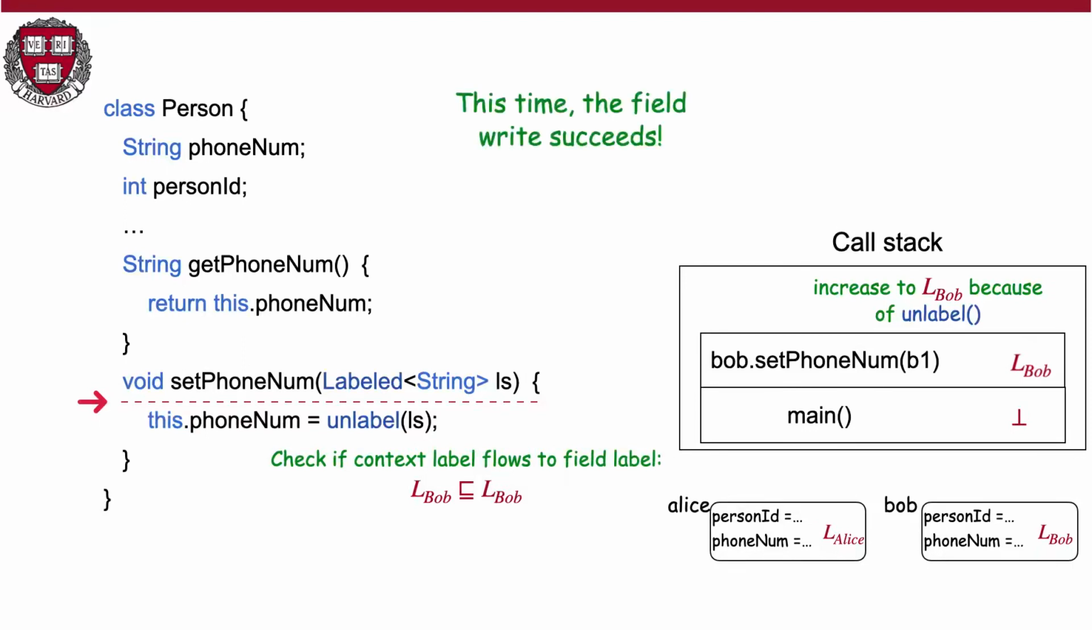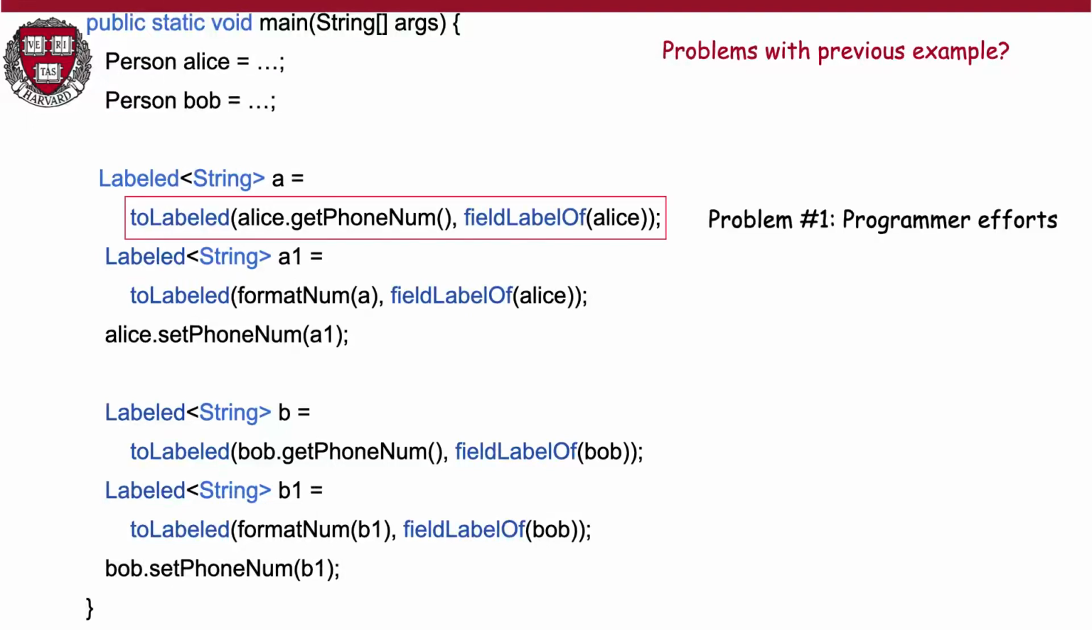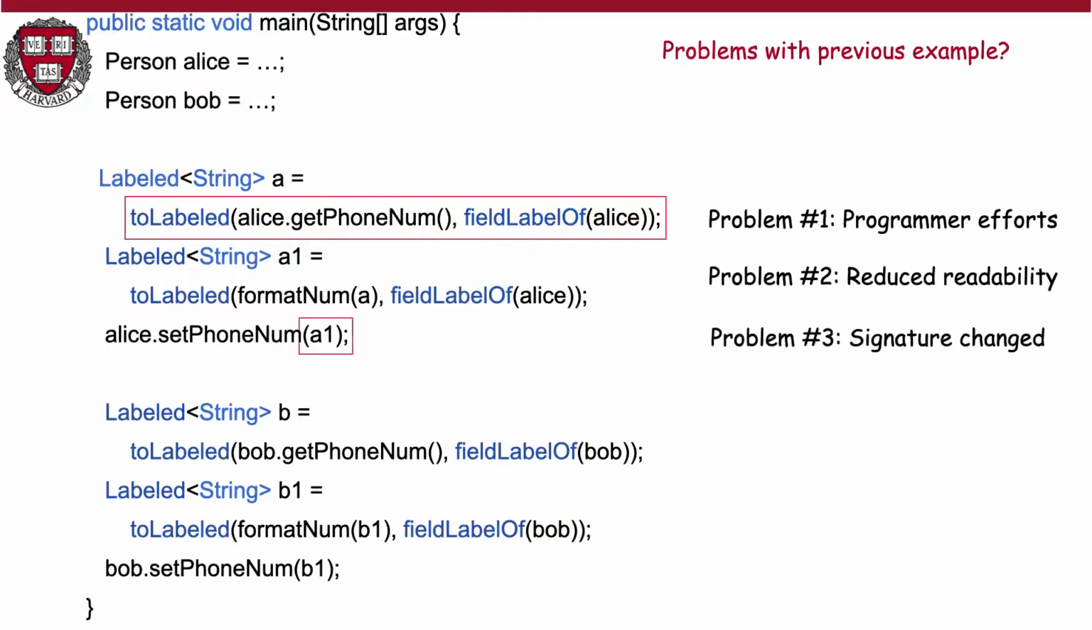As shown by this example, labeled values enable more precise tracking and control of information flow. The use of labeled values can improve precision. However, there are issues. First, it requires significant programmer effort to add toLabeled annotations. Second, it reduces readability. Third, it may require changing many method signatures to pass and return labeled values.